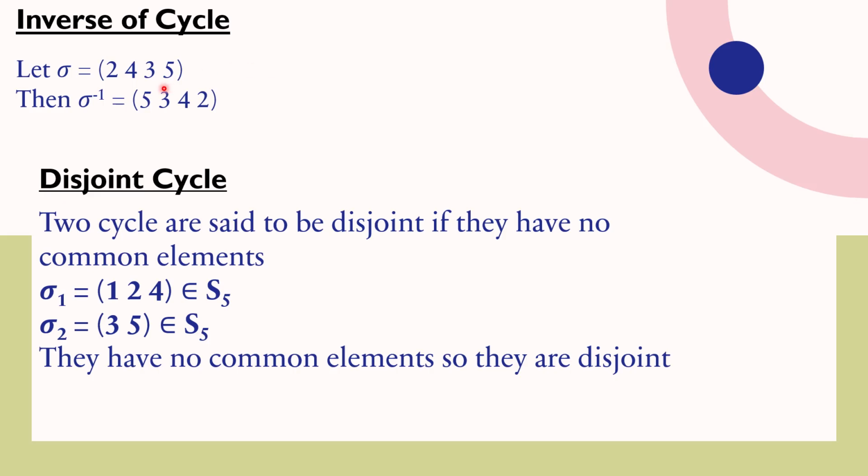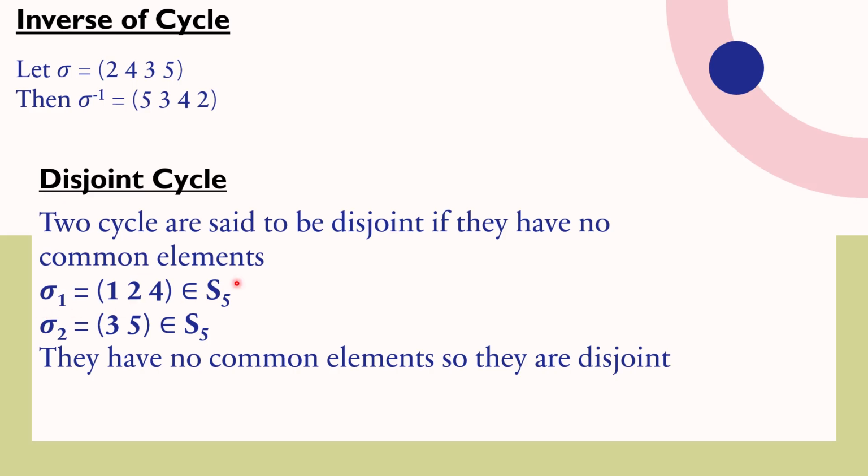The inverse of a cycle is again another simple concept. Say you have the permutation 2 4 3 5, then the inverse will be the opposite, so it will be 5 3 4 2. That's the inverse. Disjoint cycles: two cycles are said to be disjoint if they have no common elements.